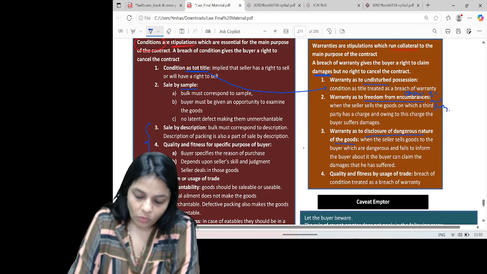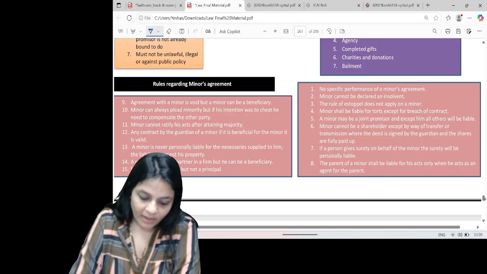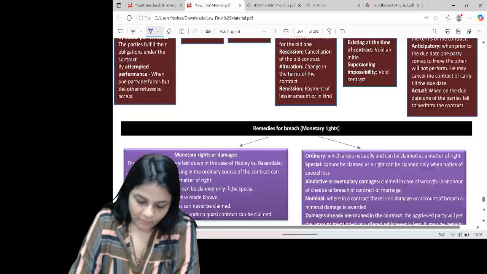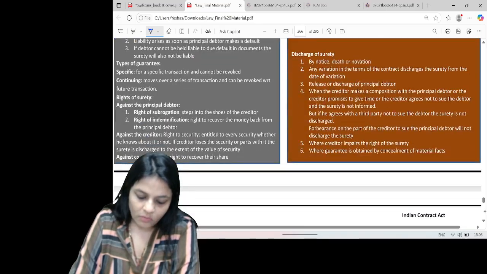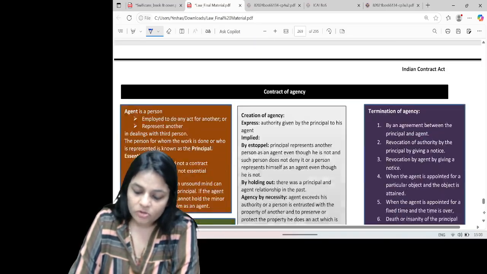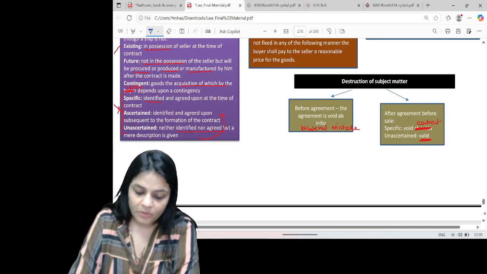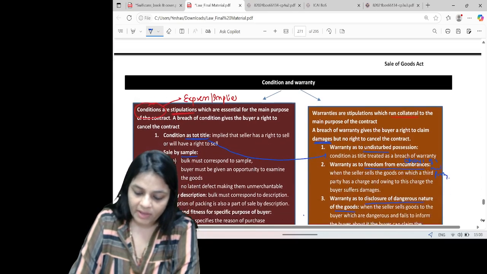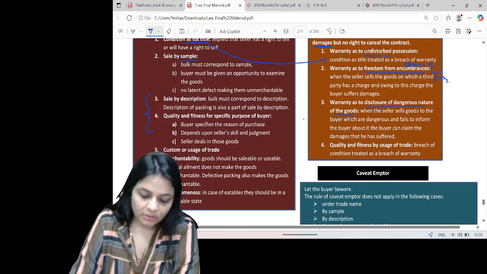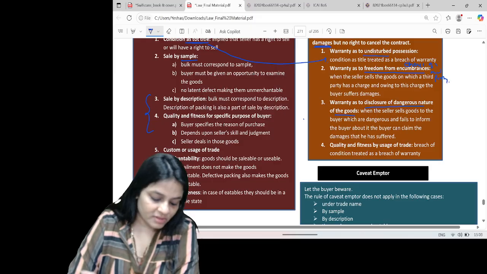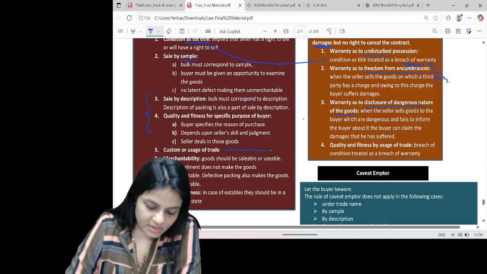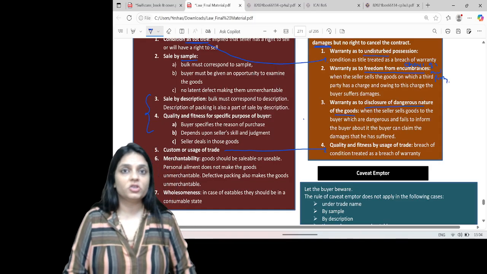The last one, quality as to fitness. So in this umbrella case, as we were talking about umbrella, let's say the umbrella does not suit your purpose. That is, it does not protect you from the rain. You get completely drenched. You decide not to return the umbrella, but you decide only to claim the damages. So this is again a breach of condition treated as a breach of warranty.